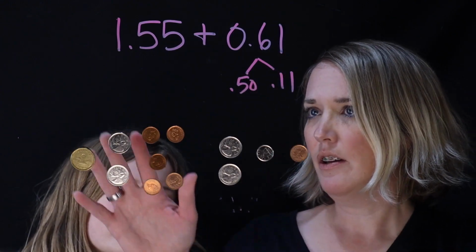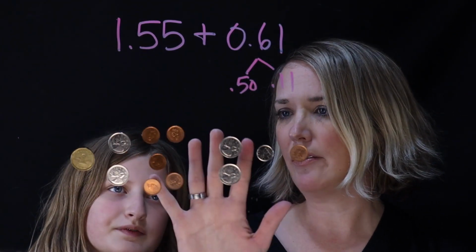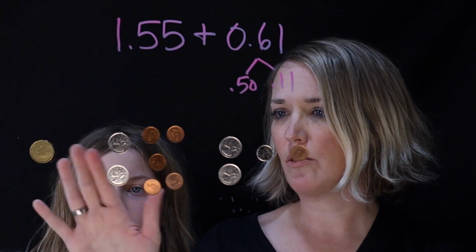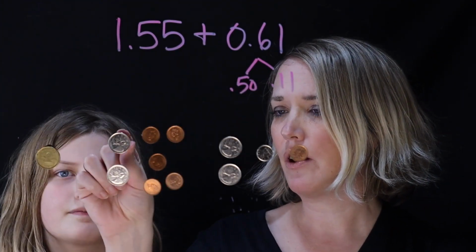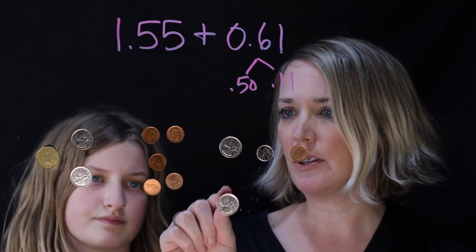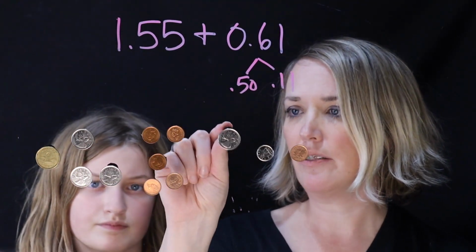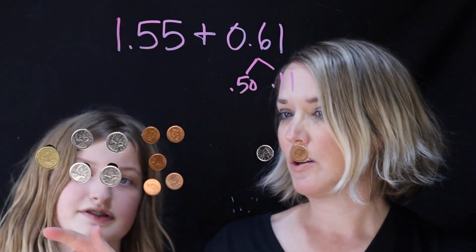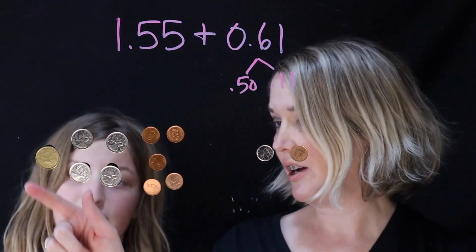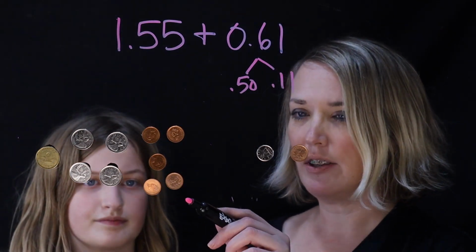So we have $1.55 and you want to add 50 cents, right? To figure out the answer, we have to figure out the total amount here. So I'm going to move these over so people can see: $1.55 plus 50 cents is $2.05. So then we have $2.05.